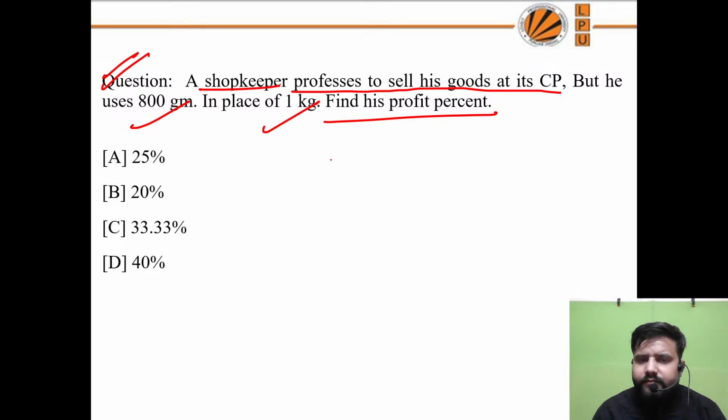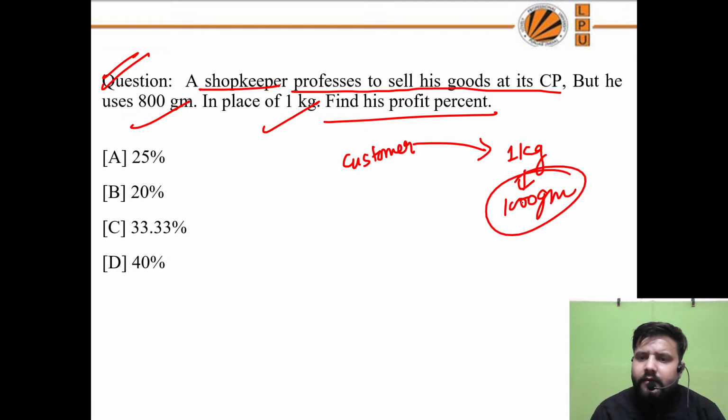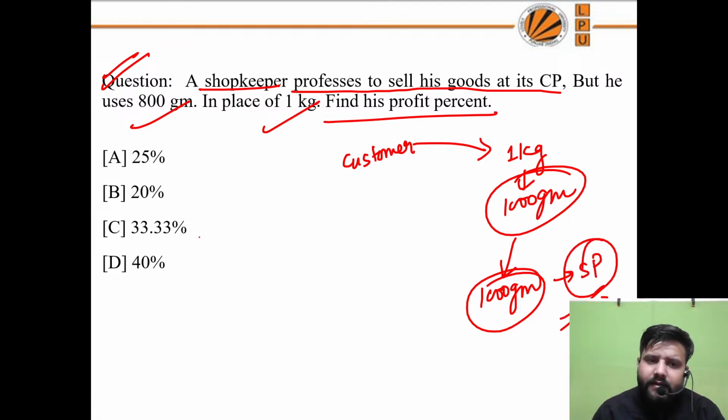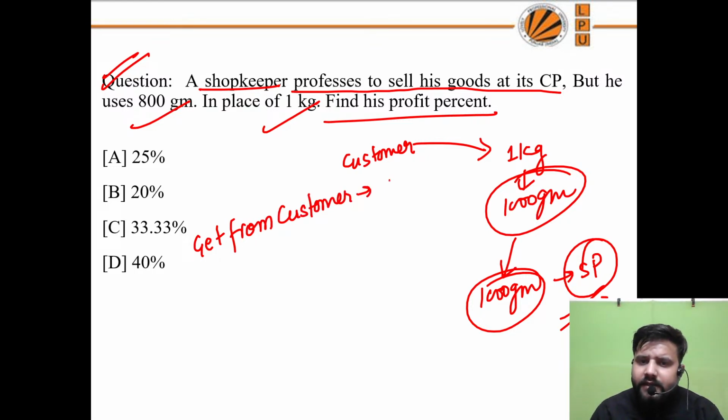Now see here, the customer paid him rupees for 1 kg, or I can say 1000 grams, isn't it? So he got rupees for 1000 grams. Getting my point? So whatever you get from the customer, that is your selling price. So it is your selling price always.